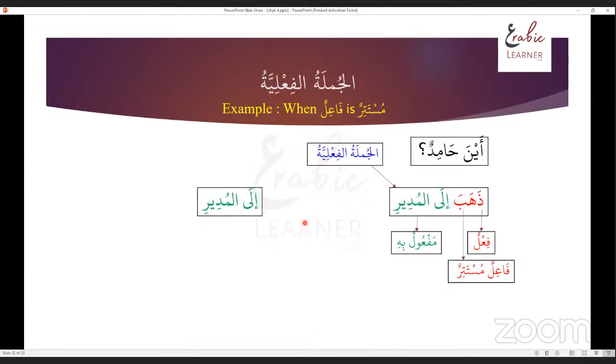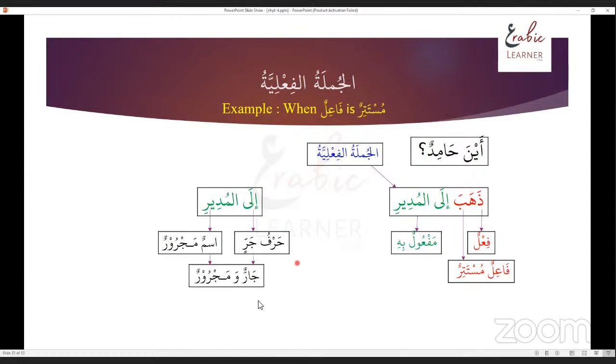Fine. So ila is harfu jar. Al-mudiru became al-mudiri because it is majroor. So this combination is called jar majroor. What is this called also? It's called Shibhu Jumla. Now I have not written here Shibhu Jumla Khabar.